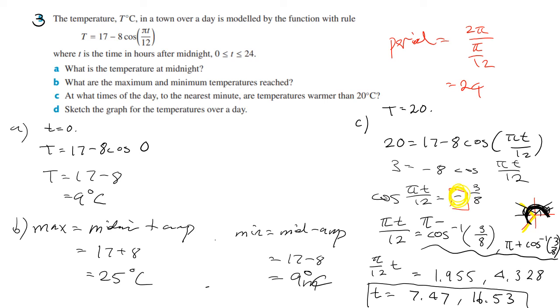And to convert that to the nearest minute, 7.47 becomes 7 plus 60 times 0.47, which is 7 plus 60 times 7.